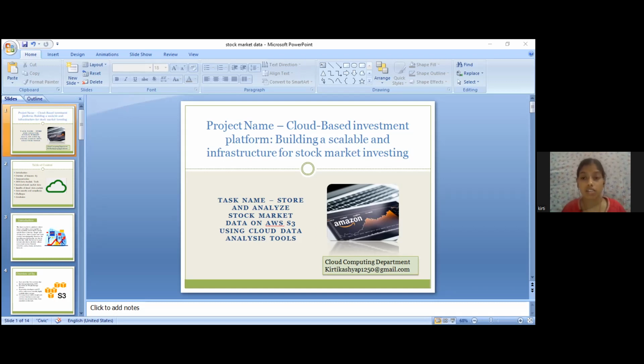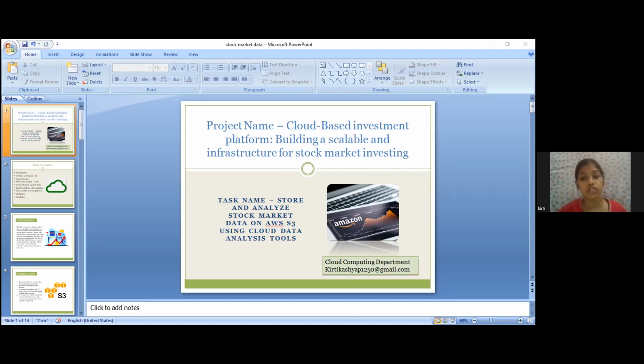S3 is a safe place to store files. It is object-based storage. That is, you can store images, Word files, PDF files, etc. The files stored in S3 can be from 0 bytes to 5 terabytes. It has unlimited storage, meaning that you can store as much data as you want. So, moving to our next slide.